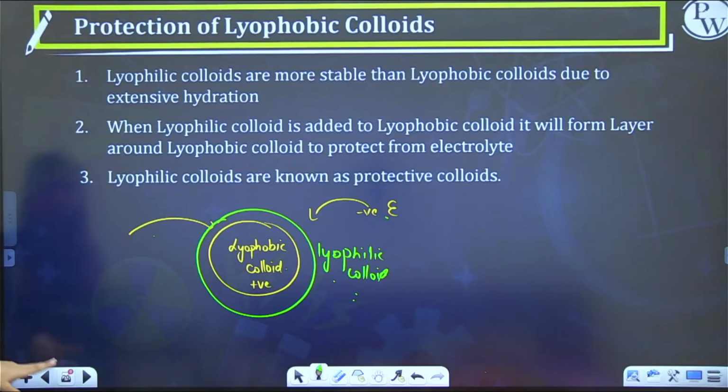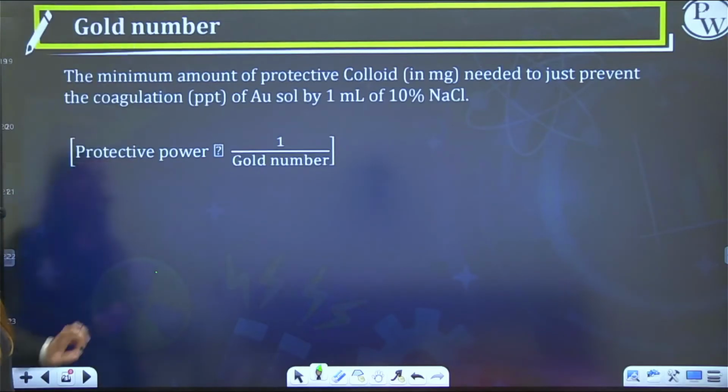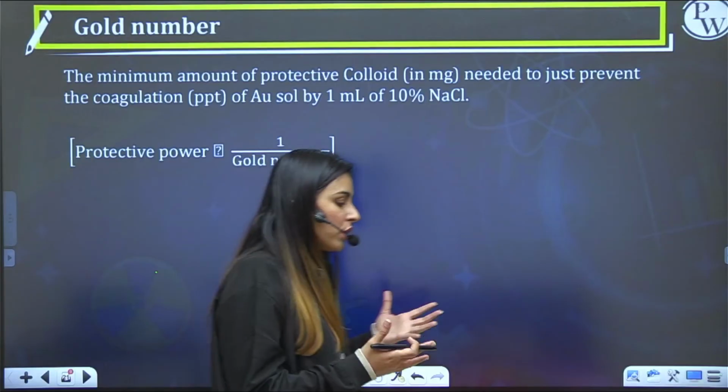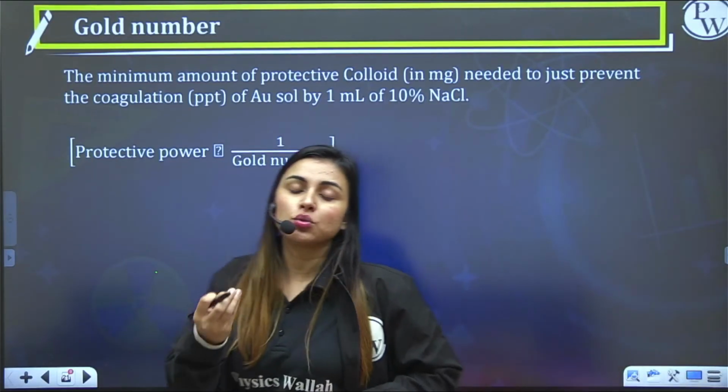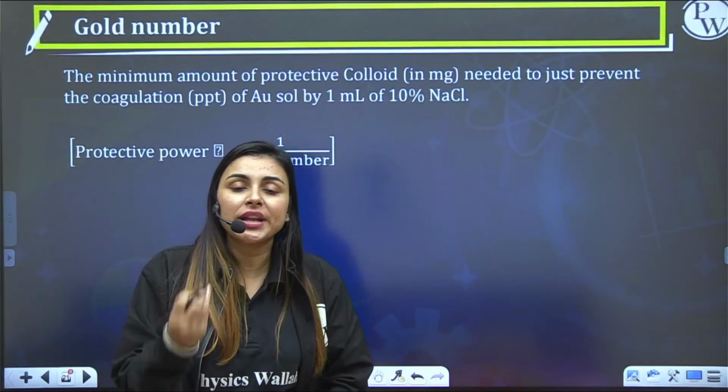I hope you've written it. Now, the next is gold number. Now we need to understand what is gold number. Gold number is given to the lyophilic colloids, which protect your lyophobic colloids.